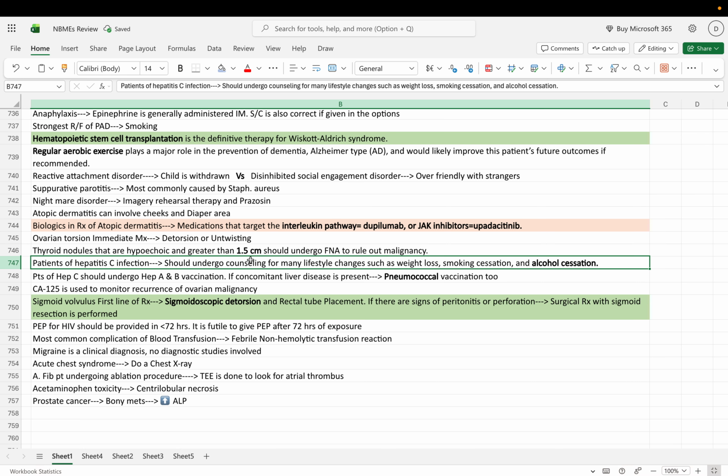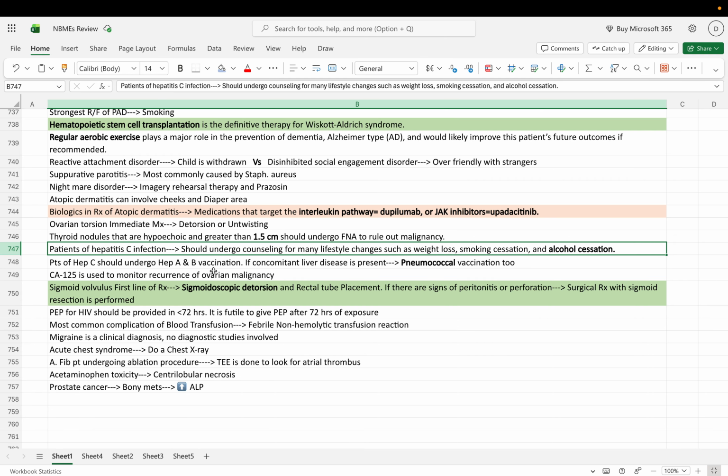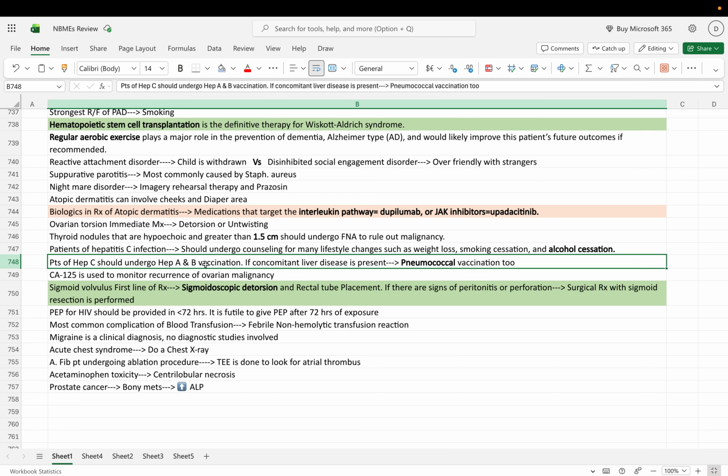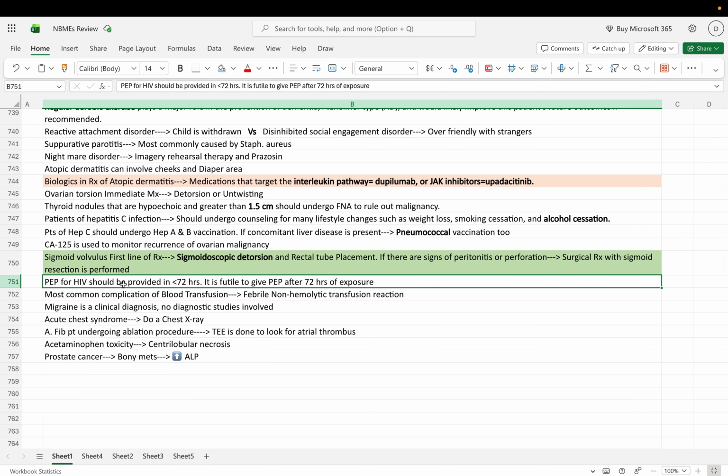Patients with hepatitis C infection should undergo counseling for many lifestyle changes such as weight loss, smoking cessation, and alcohol cessation. Patients with hepatitis C should undergo hepatitis A and B vaccination. If concomitant liver disease is present, pneumococcal vaccination too. CA-125 is used to monitor recurrence of ovarian malignancy. PEP for HIV should be provided in less than 72 hours. It is futile to give post-exposure prophylaxis after 72 hours of exposure.